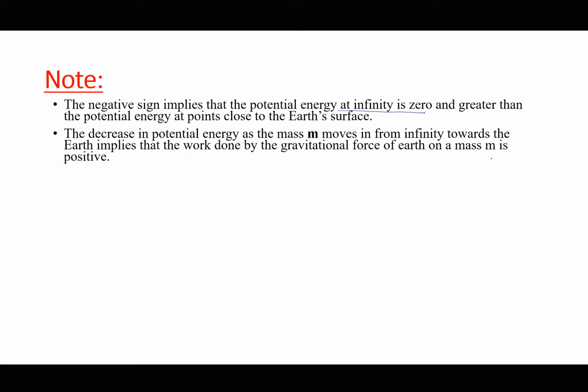If I move an object from a point A away from the Earth's surface to point B, note that the potential here is less than the potential here. The work done to move from A to B is the difference between the two potentials times the mass of the object, as we are going to see. And this work done will be positive, of course. When you get the higher potential minus the lower potential, the difference is a positive number. That's what we mean by that.